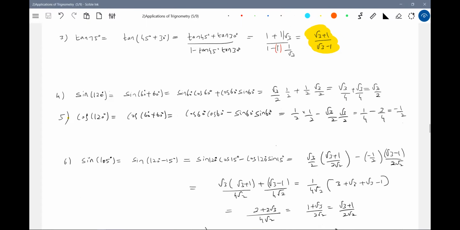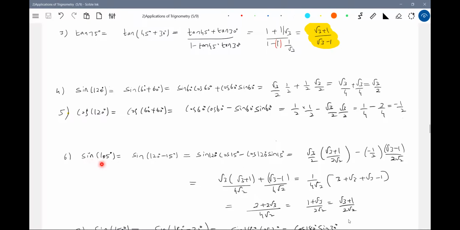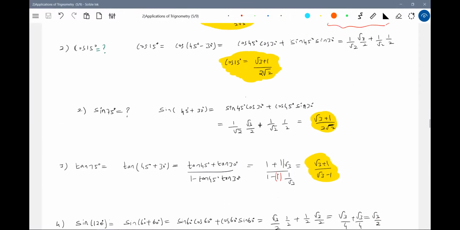Okay, now see, we'll go for angle 105 degrees. So 120 minus 15, we can write it in this way also. So using the sine A minus B formula, sine A cos B minus cos A sine B. Sine 120 is root 3 by 2. Just now we derived this, no? Cos 15 we have derived here: root 3 plus 1 by 2 root 2.